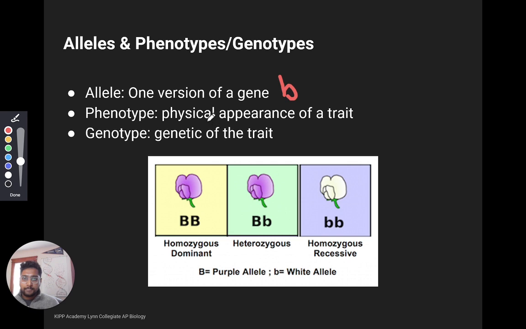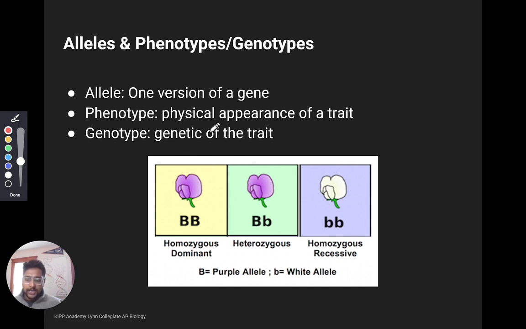That's an allele. And then you have phenotype. Phenotype is the physical appearance of a trait. And so in this case, the phenotype of both of these flowers is purple. They're both purple. And the phenotype of this flower is white. Obviously, their phenotypes are the physical appearance of the trait.